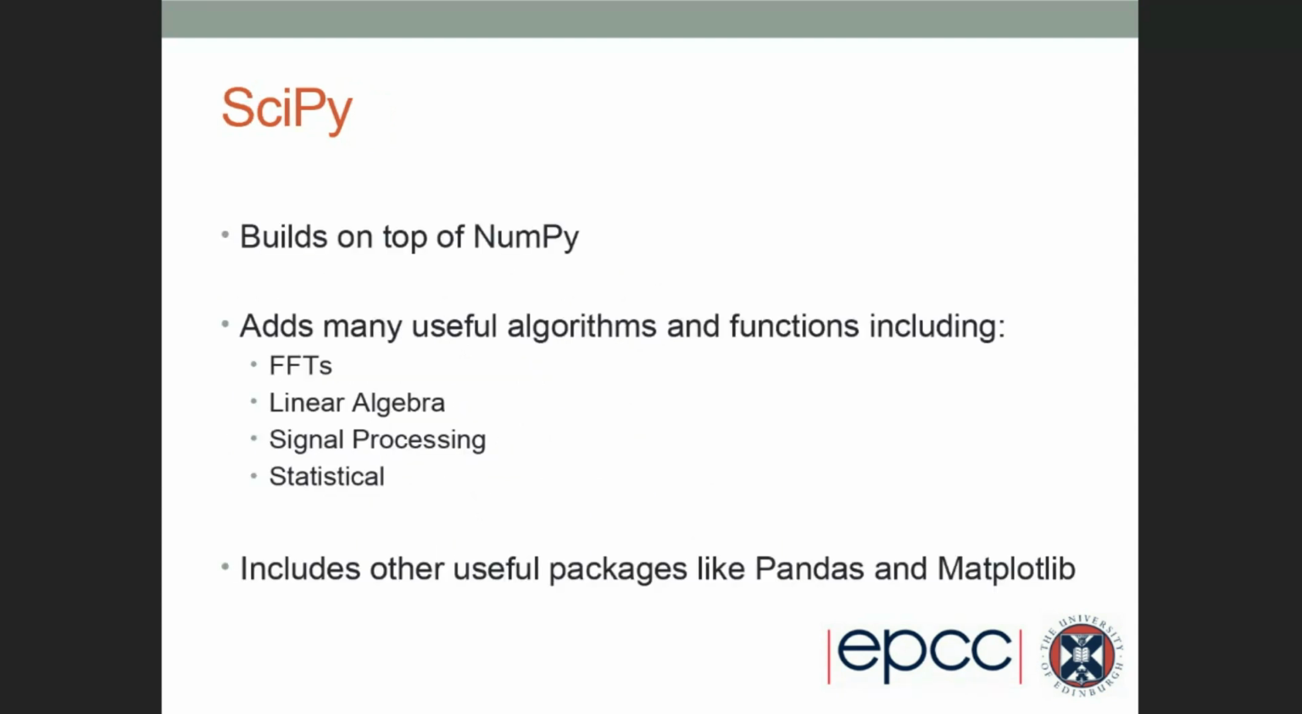The second example was SciPy. So SciPy builds on top of NumPy and adds basically a whole load of extra algorithms and functions that might be useful for scientific computing. These include fast Fourier transforms, linear algebra, signal processing, and some statistical packages. And it also includes other useful packages like pandas and matplotlib.